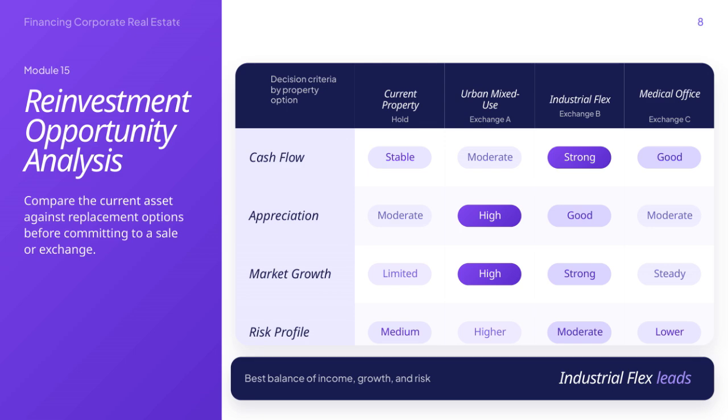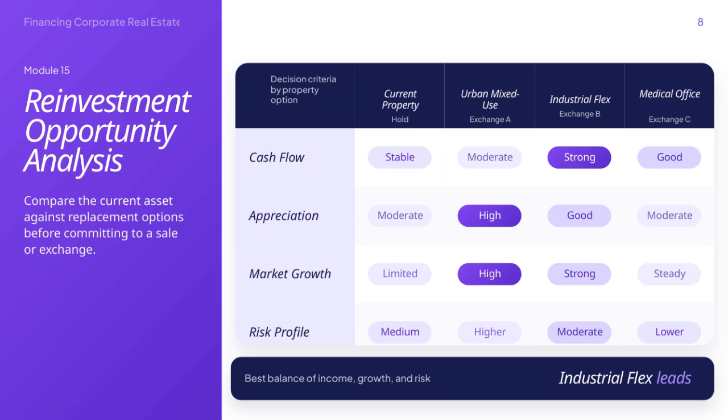On the other hand, Exchange A, which is an industrial flex property, shows strong cash flow, high appreciation, and high market growth, but with a higher risk profile. Exchange B, a medical office, presents good cash flow, moderate appreciation, and strong market growth, all with a moderate risk level. Lastly, Exchange C offers moderate cash flow and appreciation with steady market growth, but the lowest risk profile among the options.